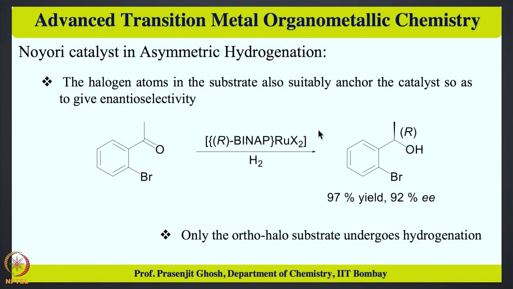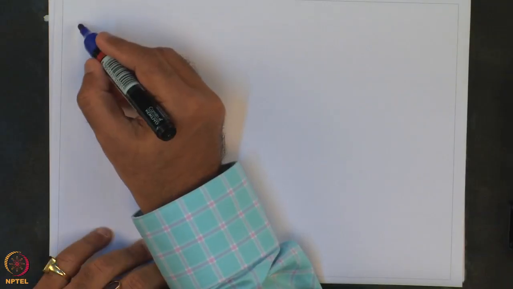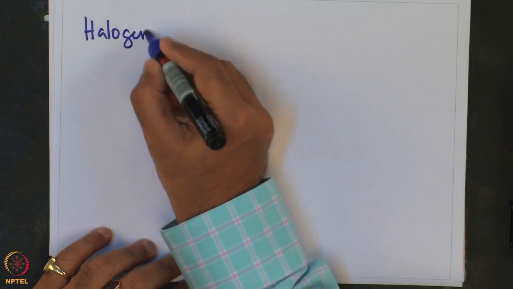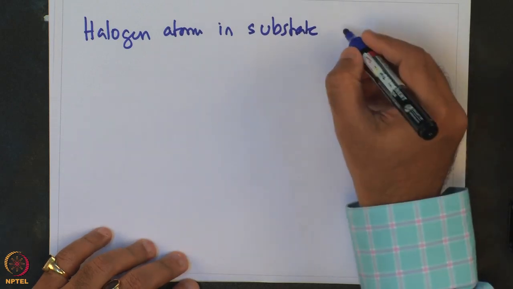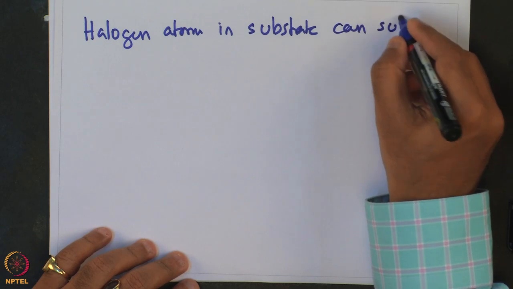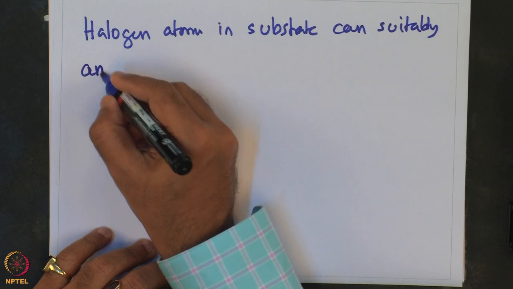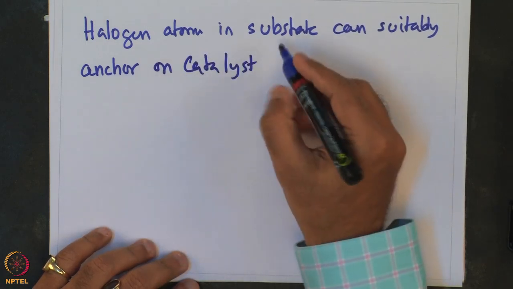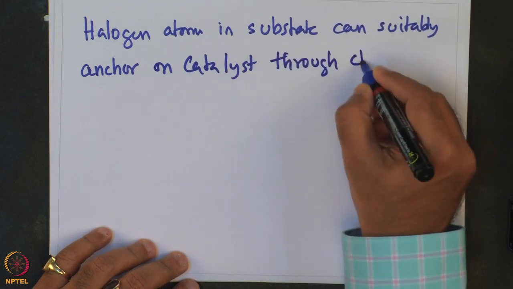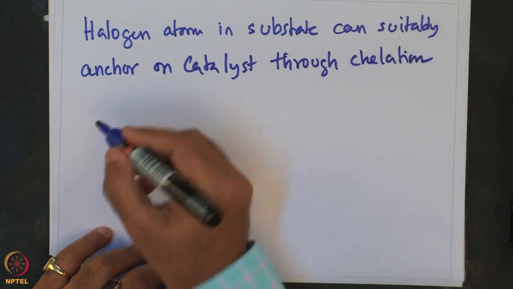Now, this chelation can also be used to do an enantioselective catalysis with halides. Halogen atoms in the substrate can also suitably anchor the catalyst through chelation to give high enantioselectivity.